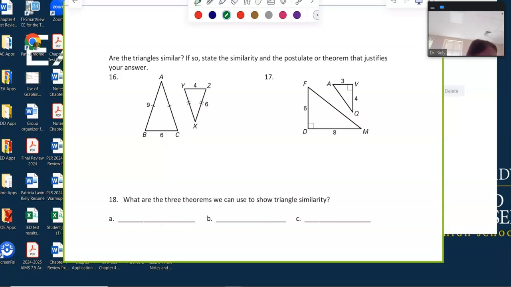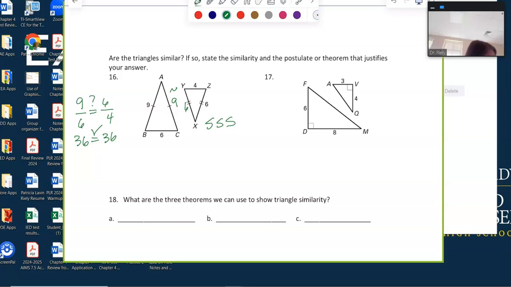Okay, look at these two. They're asking you if they're similar. If so, state the similarity and the postulate or theorem that justifies your answer. So these are isosceles. I'm going to say bigger over bigger, does that equal smaller over smaller? If I do cross products, which is the easiest way for me to check, I do have that. So they are similar. I have all the sides. So they're similar by side, side, side.